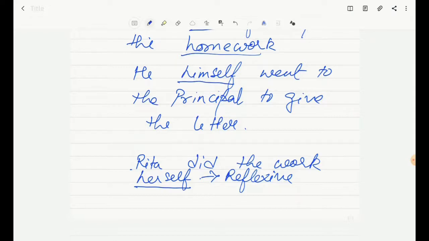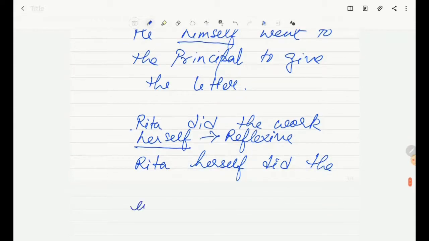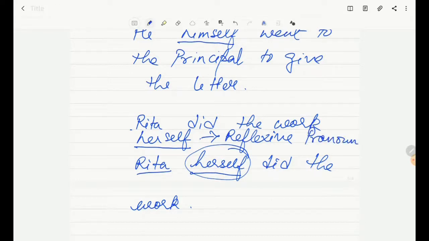But if you want to convert this same sentence into an emphasizing pronoun, what will you write? Rita herself did the work. So a stress is given on Rita by adding the emphasizing pronoun which is herself. So this is the major difference which you can see between the reflexive pronoun and the emphasizing pronoun.